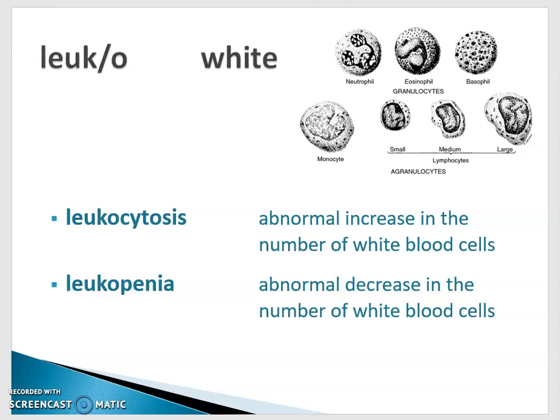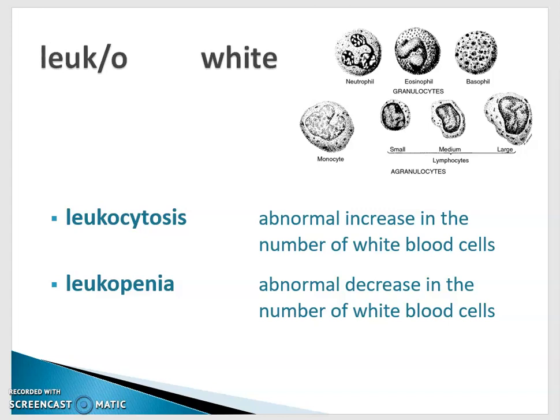Okay, as promised, we're returning to a combining form we covered just a few slides back, leuko, which means white. And we want to give you a couple of additional words about leuko so that you have them for the semester. So we have a condition called leukocytosis, similar to erythrocytosis, except in leukocytosis, it is an abnormal increase in the number of white blood cells, primarily an indication of infection.